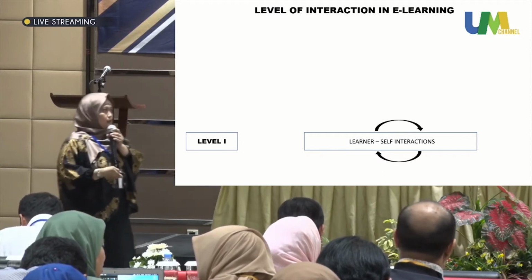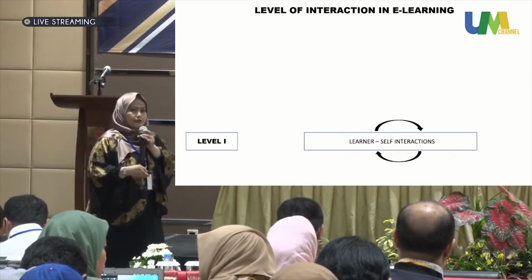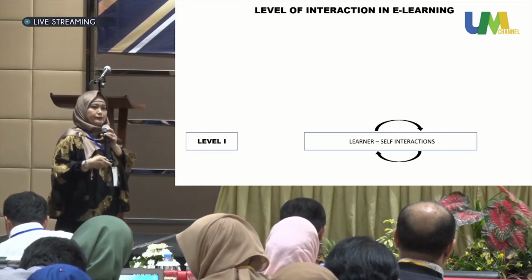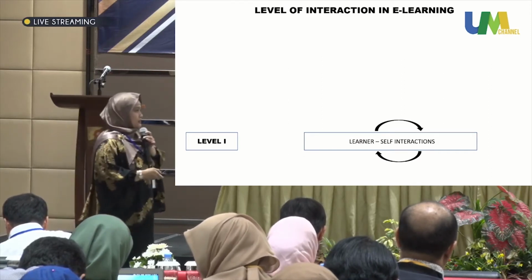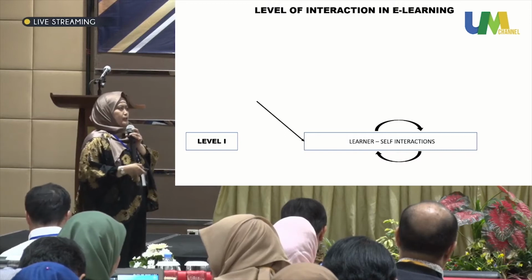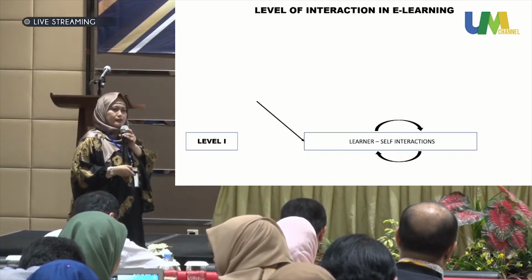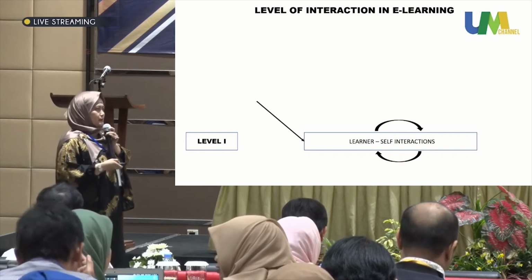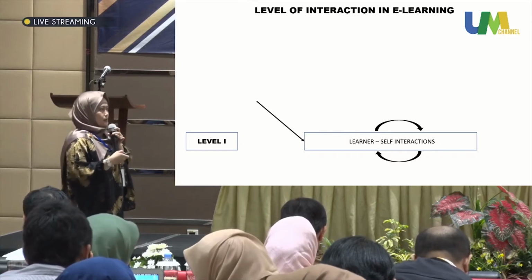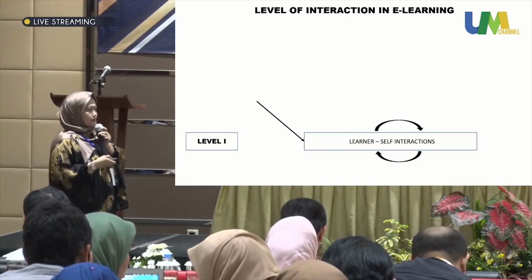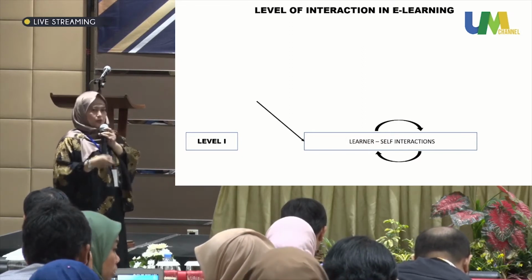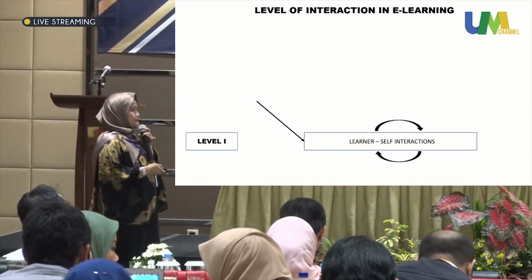This is the primary level of interaction in the online learning environment. But actually, this level imitates the interaction in the traditional classroom. This is learner self-interaction, where self-regulated learning is entirely present, and the individual can monitor their learning, and then they should make plans for their learning as well.